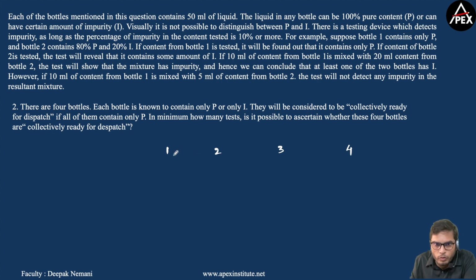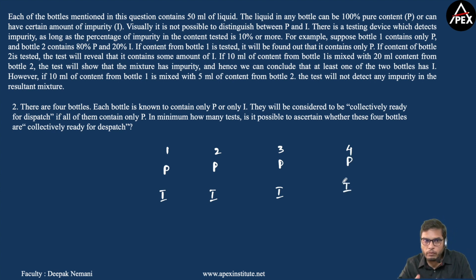Now each bottle is known to contain only P or only I, only 100% pure liquid or only 100% impure liquid. So only P or I, similarly P or I, P or I, P or I. Now they will be considered to be collectively ready for dispatch if all of them contain only P. Now if we have at least one bottle containing 100% impure liquid, they are not collectively ready for dispatch.